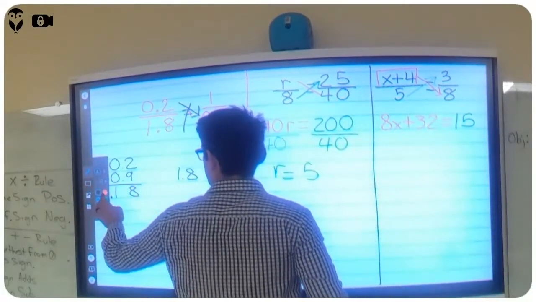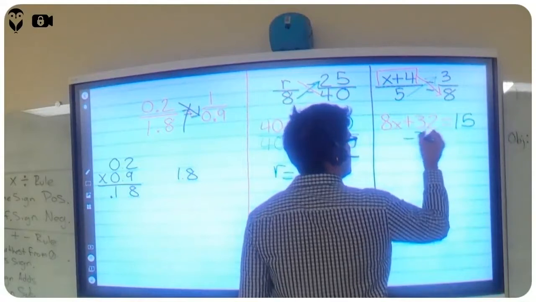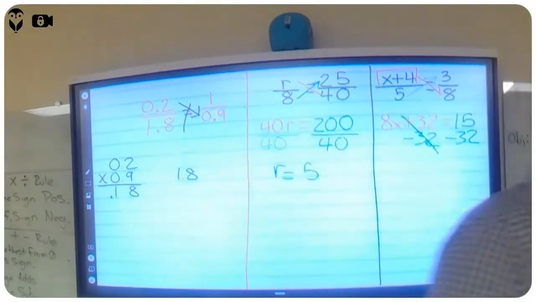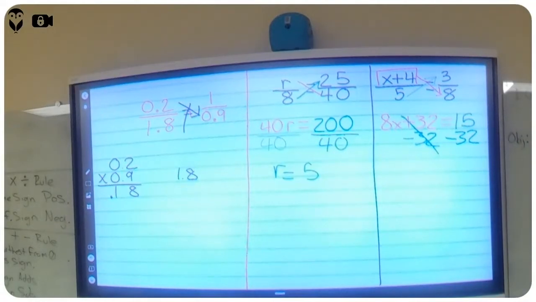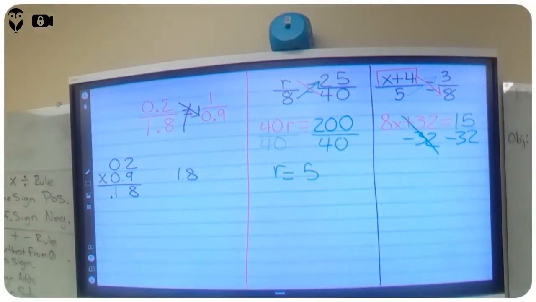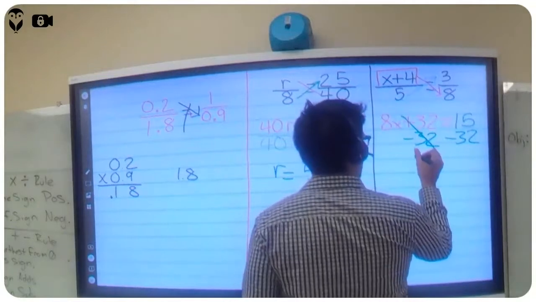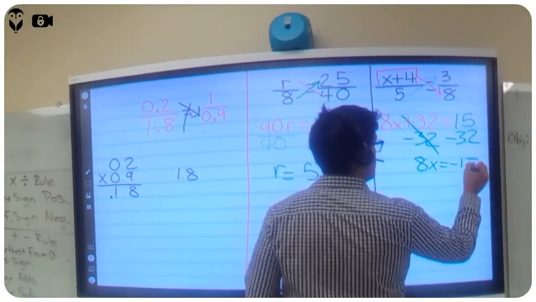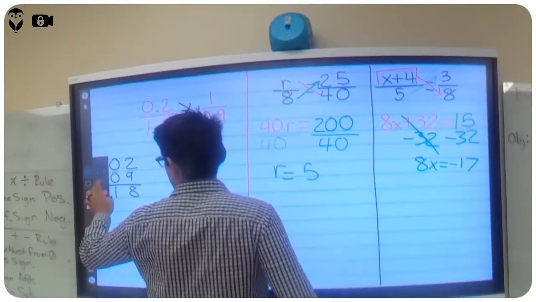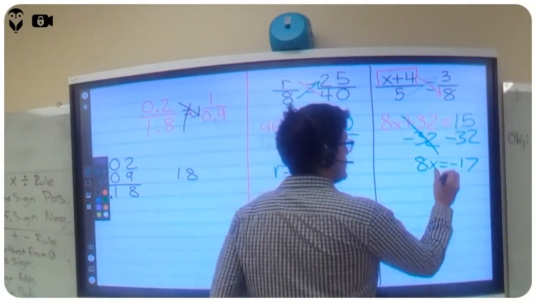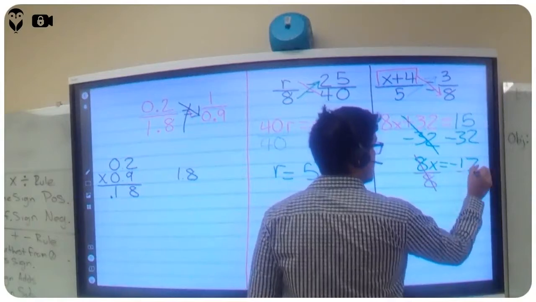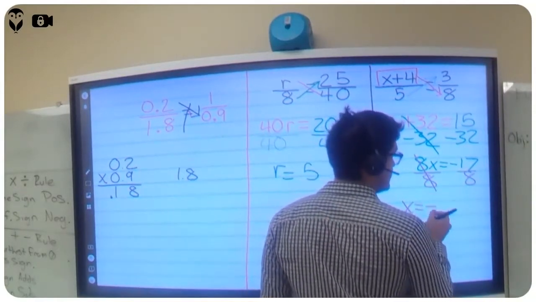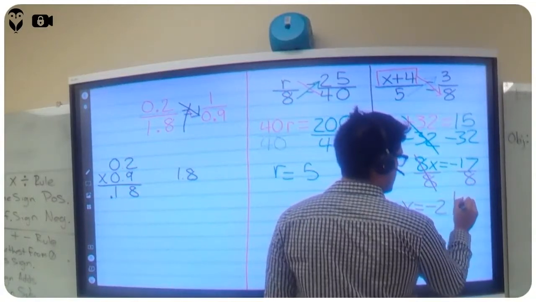The first one would be minus 32, minus 32. Let me actually turn on the light here. Maybe that'll make it better. And now we're left with 8x equals negative 17. Then divide by 8, divide by 8. X equals negative 2 1/8.